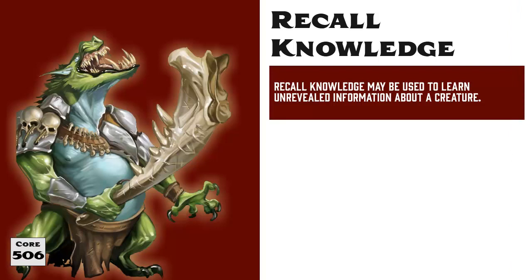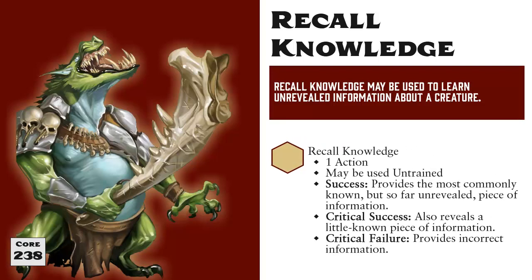When players encounter a creature they do not recognize, or more appropriately, when their characters encounter such a monster, as separating player knowledge from character knowledge is very important here, they may attempt skill checks to see what information they know about the creature. This is a recall knowledge check, requires one action, and can be attempted untrained. On a success, the player learns the name of the target species and the single most commonly known but so far unrevealed trait about the creature.